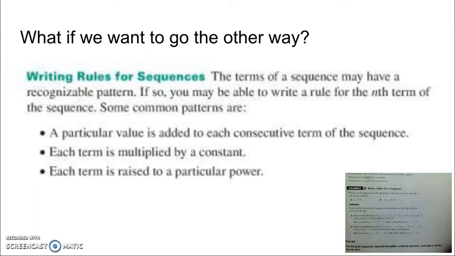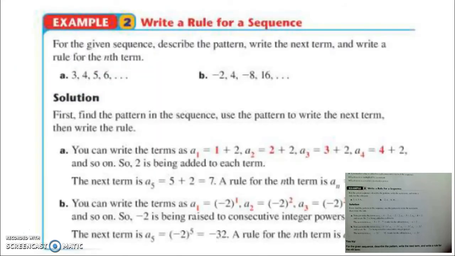And some very common rules are things like a value repeatedly added to each consecutive term of the sequence, or each term being multiplied by a constant, or each term being raised to a power in the 3 examples that we just saw. So let's take a look at a couple of examples. In example A, we have the terms 3, 4, 5, 6. And it's pretty easy to see that in this case we're adding 1 each time.